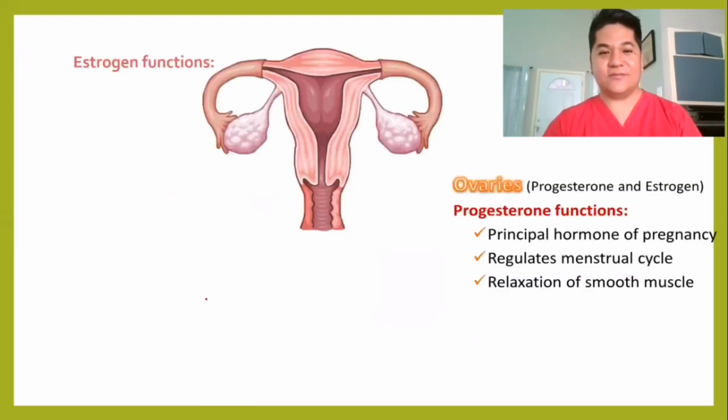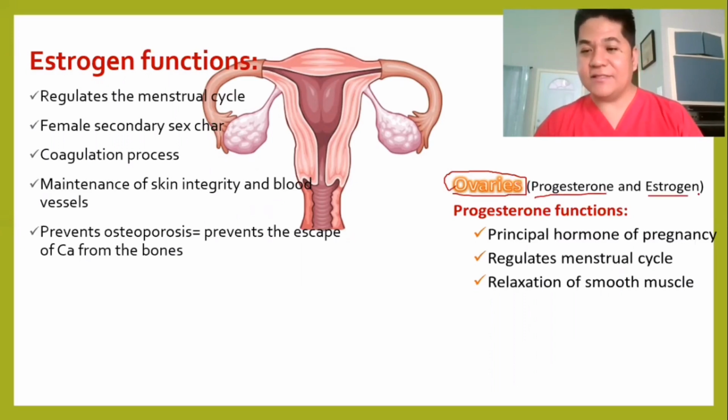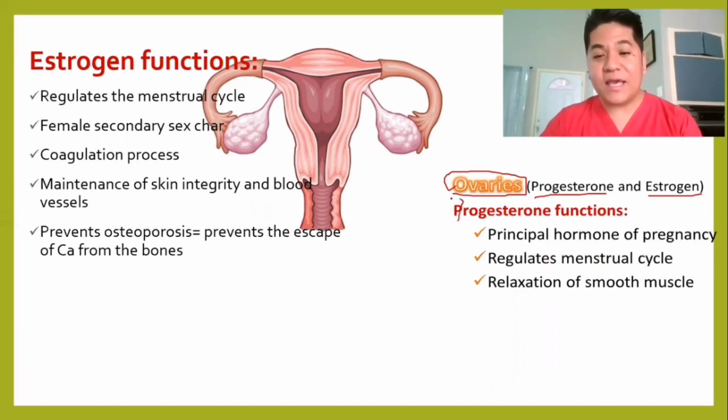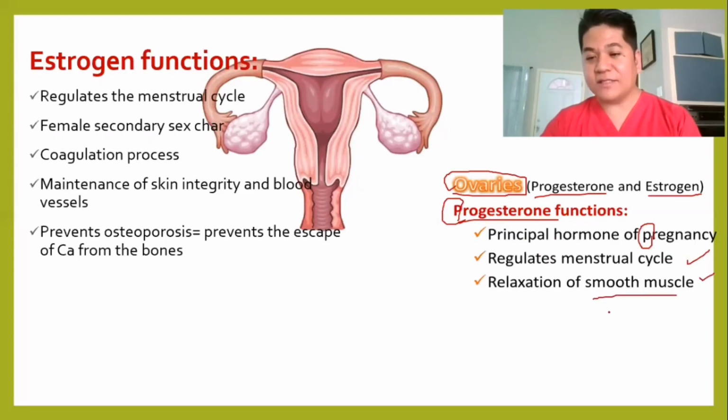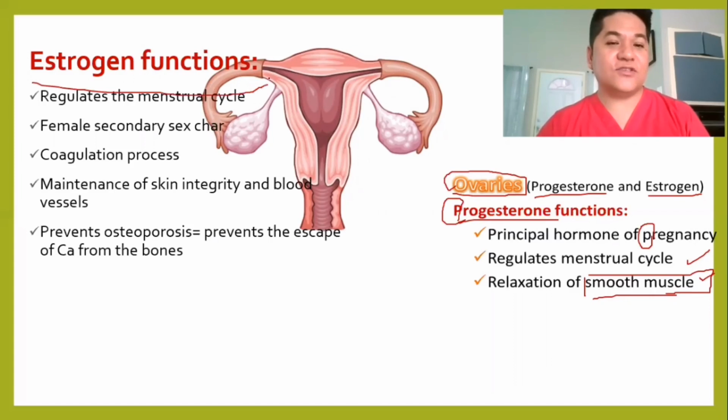So that's for testosterone. Now for the ovaries, there are two hormones that they secrete, the progesterone and the estrogen. Now, progesterone is the principal hormone for P as in pregnancy. In order to be pregnant, they need to increase production of progesterone. It also regulates the menstrual cycle together with the estrogen. Check on that. And relaxation of smooth muscle. What are examples of smooth muscle? Your GIT tract.